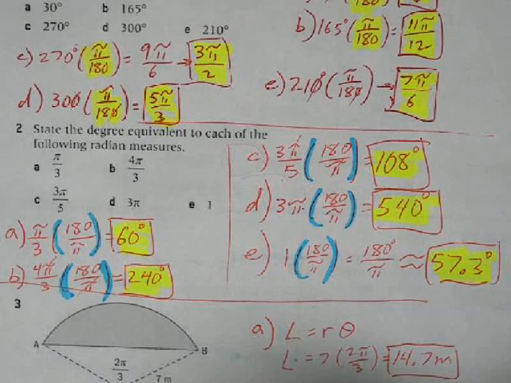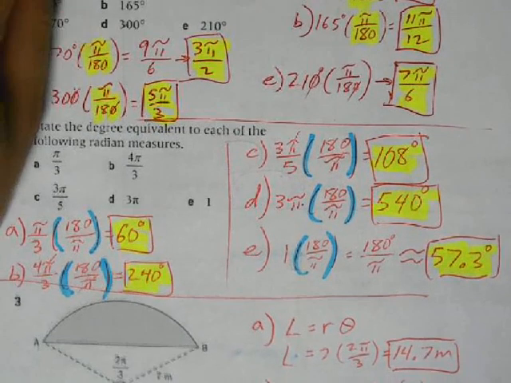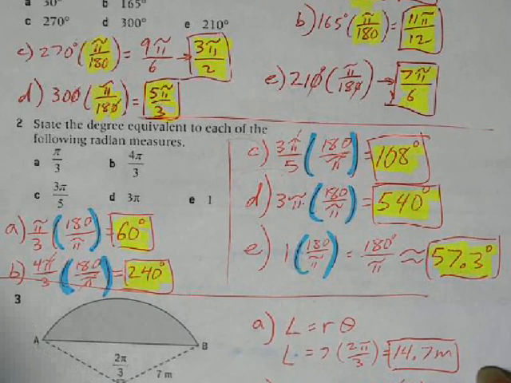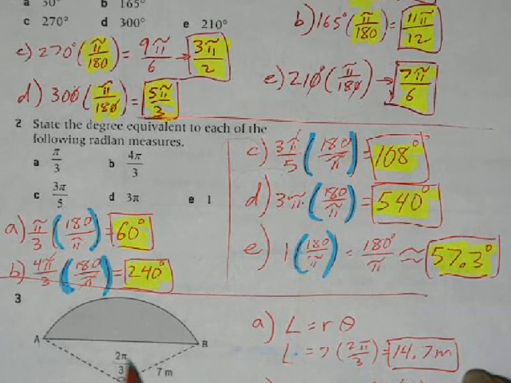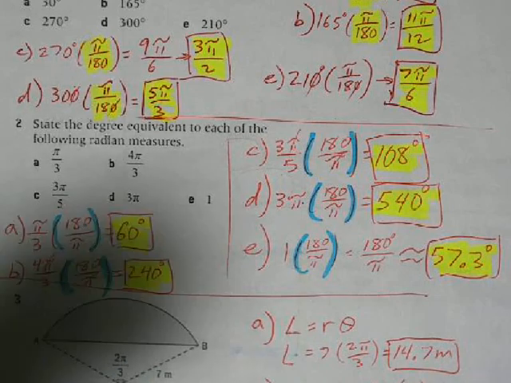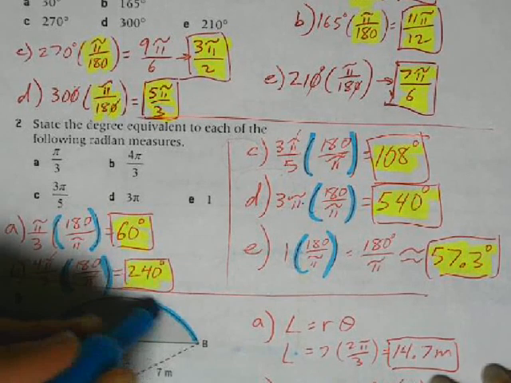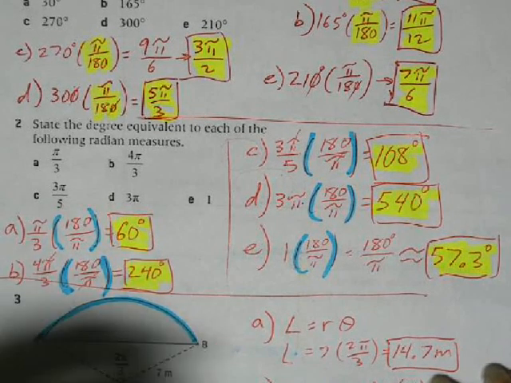Okay, question 3. Find the length of the arc. So once again, the length is the radius times theta. So we know the angle here is 2 pi over 3. The radius here they've told you is 7, so we can figure out that the length of the arc is 14.1.